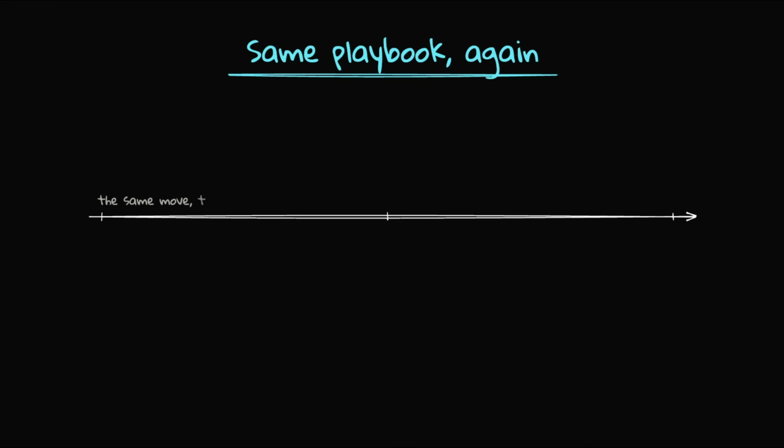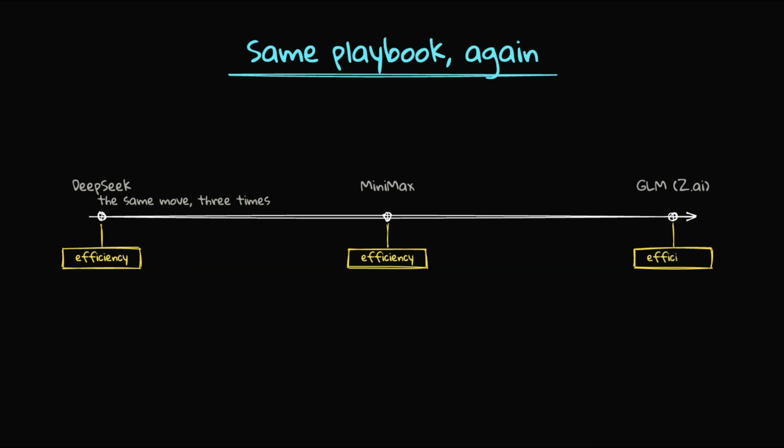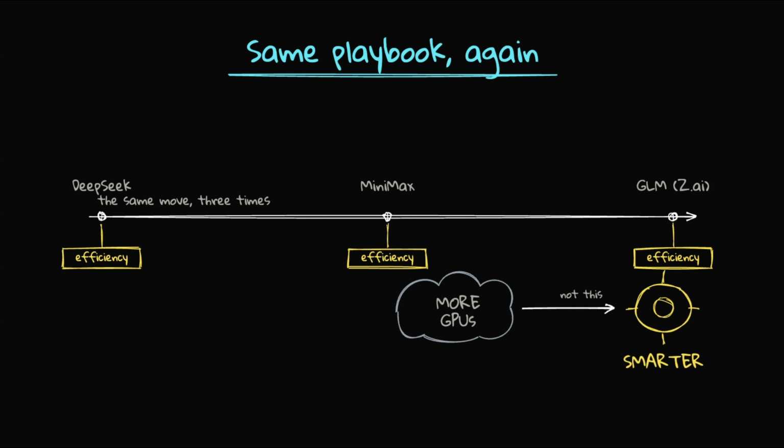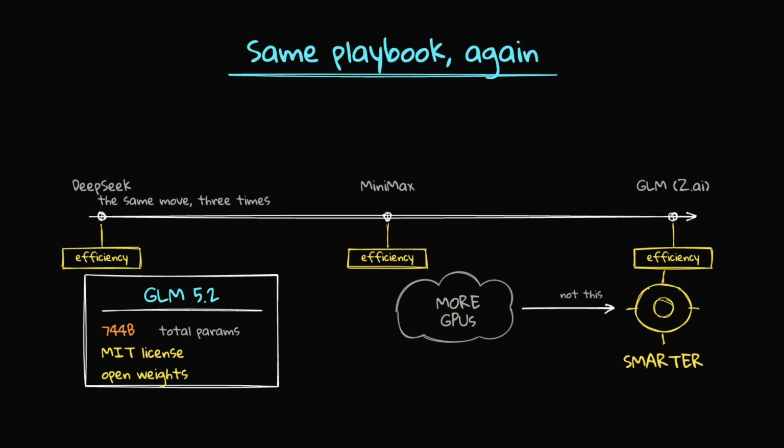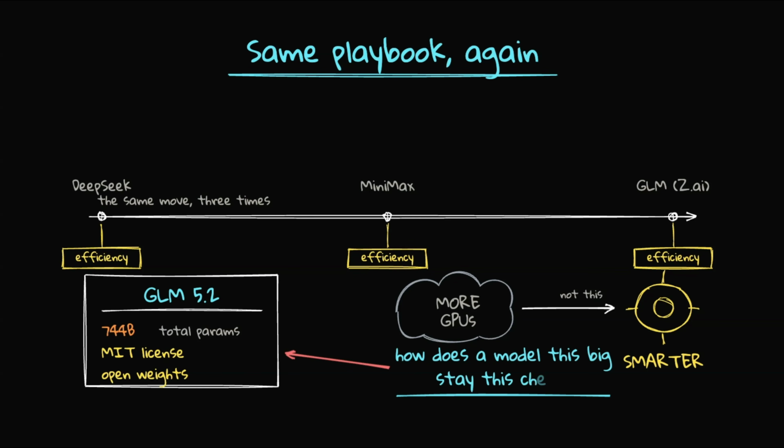Okay, if you have been looking at Chinese labs, you are going to see some interesting patterns. And this is constant across DeepSeek, Minimax, and now Z.ai as well. They're not winning by throwing more compute at the wall, they are winning on efficiency. GLM 5.2 is an open weight model under MIT license, which means you can just download it and run it yourself. But even if you're using it through their API, it's pretty cheap. And the interesting question is how this model, which is so big, stays so cheap.